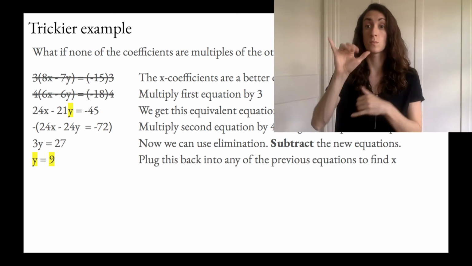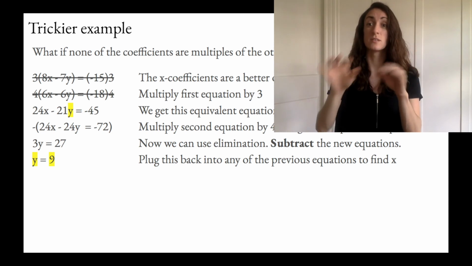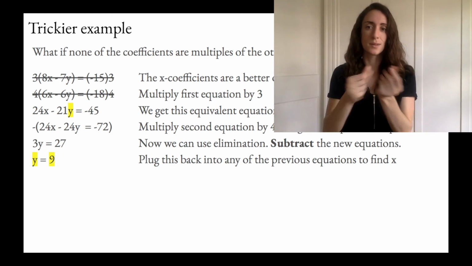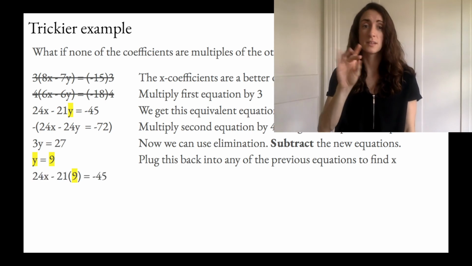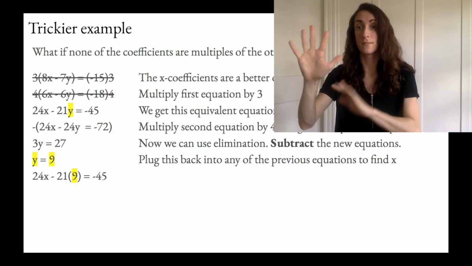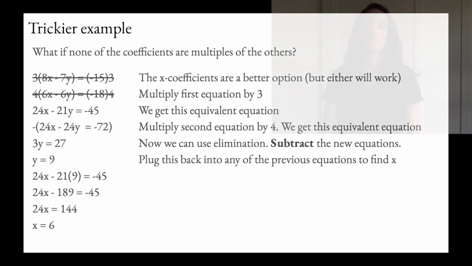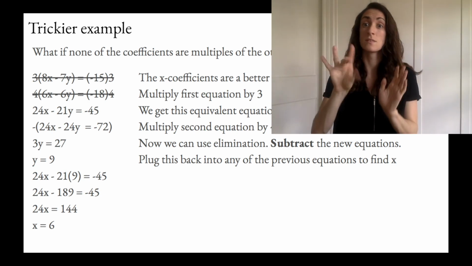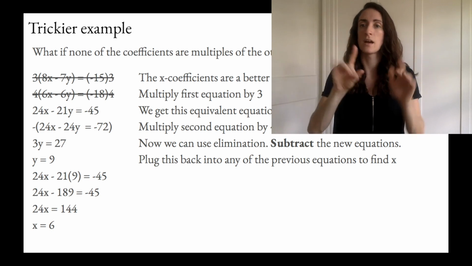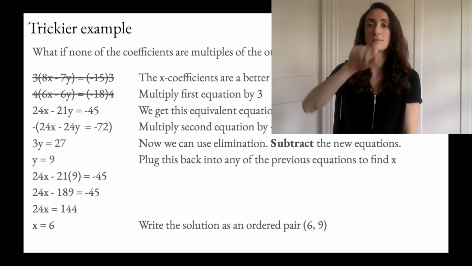So now we've found that y equals 9. So we can go back to any previous equation in this system and replace y with 9. So let's use this equation, 24x minus 21y, and replace that y with a 9, equals negative 45. And then we can solve this one variable equation. Once we finish that, we found that x equals 6. Now we're finished. We found x and y. So the point where the lines represented by these equations intersect is the point (6, 9).